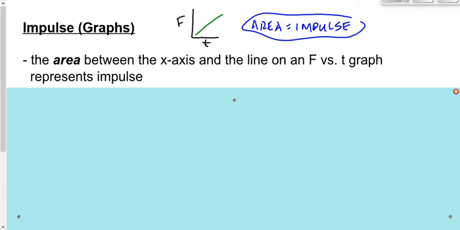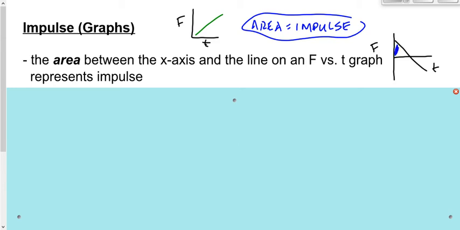Now, not all graphs are as straightforward as the one that you see up on the board right now. Some of them aren't perfect straight lines. Some of them have a line that's partly above the x-axis and partly below the x-axis. But in all of those cases, we're still going to think area equals impulse. Let's take a look at one that's a little bit more complicated. A force versus time graph, but this time our line is partly above the x-axis and partly below the x-axis. Still, area equals impulse. The first 3 words that should always come to your mind here.